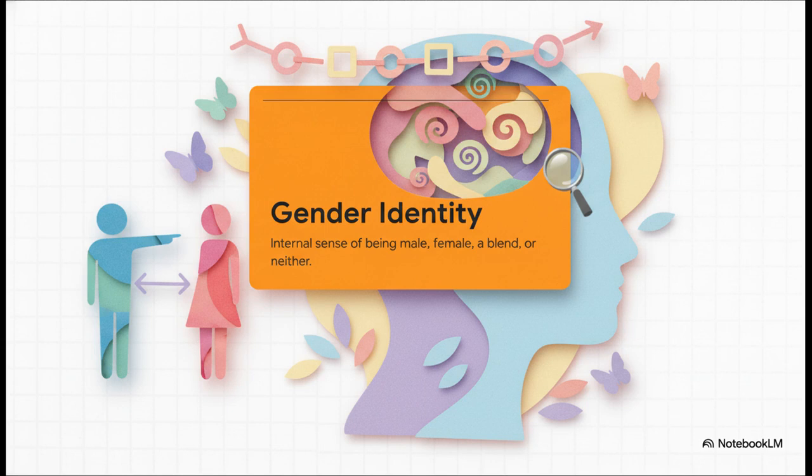Moving on to our second pillar, gender identity. This is an entirely separate axis from biological sex. It's all about someone's internal, deeply held psychological sense of self. Basically, it's who you are in your head, male, female, a blend of both, or neither, and this is regardless of the sex you were assigned at birth. If that internal identity perfectly aligns with your assigned biological sex, you're cisgender. If it doesn't align, the term is transgender.